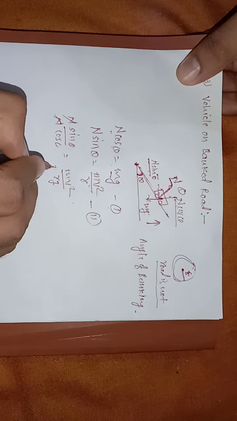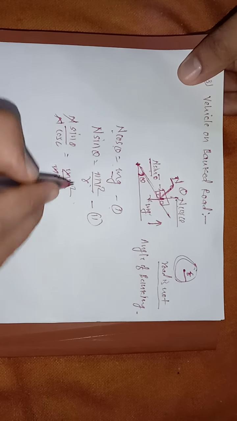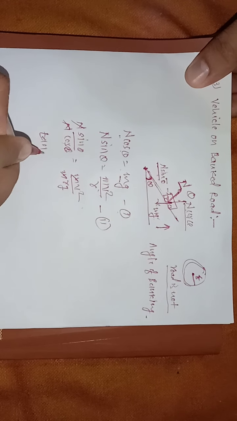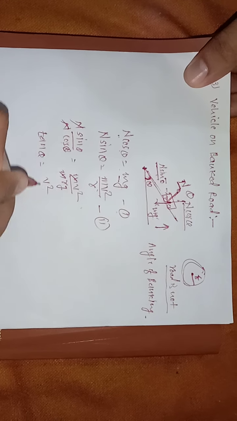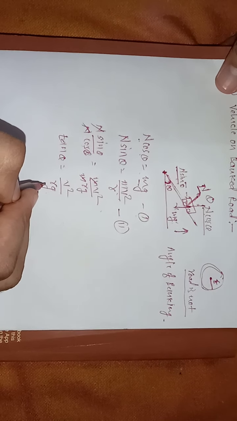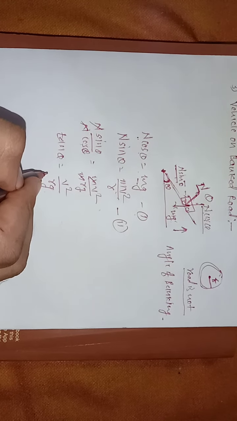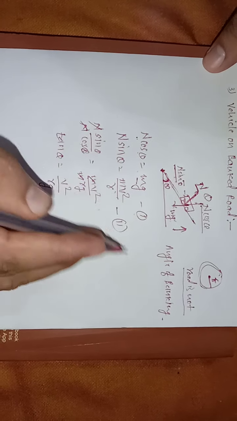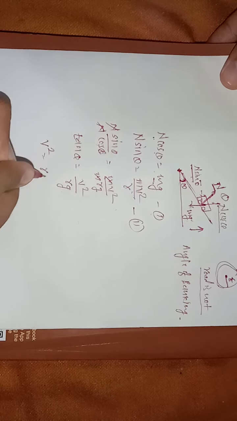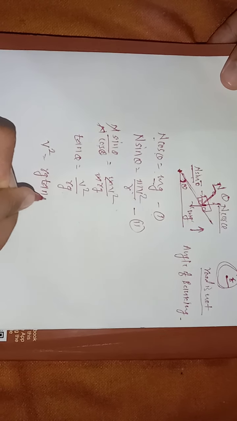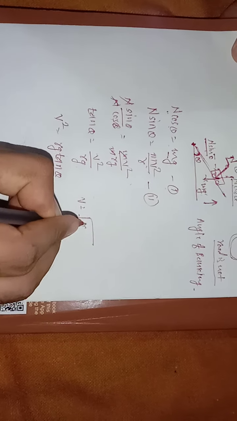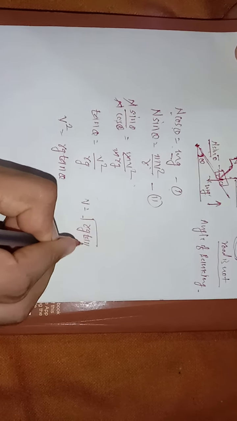We can say that mg gets cancelled. So sin theta upon cos theta is equal to tan theta. So tan theta is equal to v square upon rg. So the most safe speed on a banked road is given by the formula v square is equal to rg tan theta, or v is equal to under root rg tan theta.